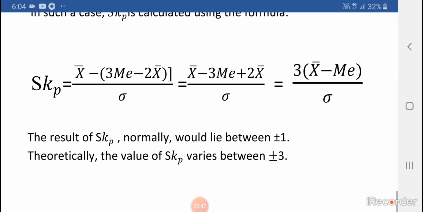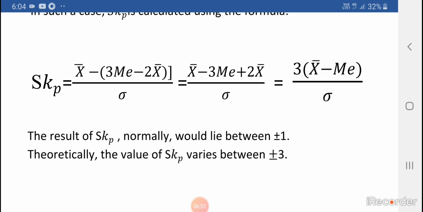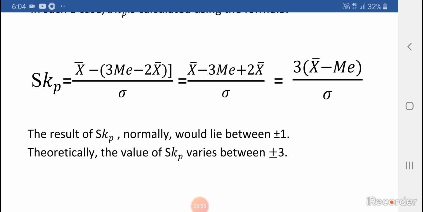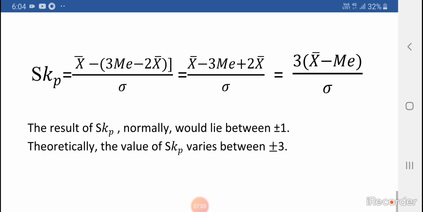The result of Karl Pearson's coefficient of skewness would normally lie between plus or minus 1, but theoretically the value varies between plus or minus 3.